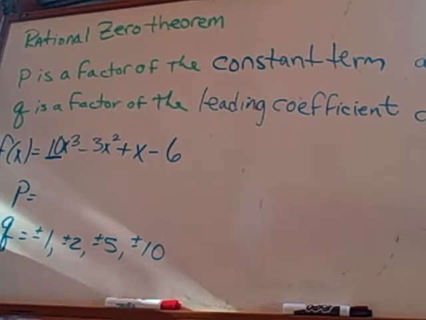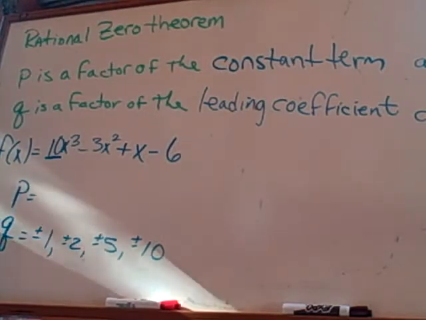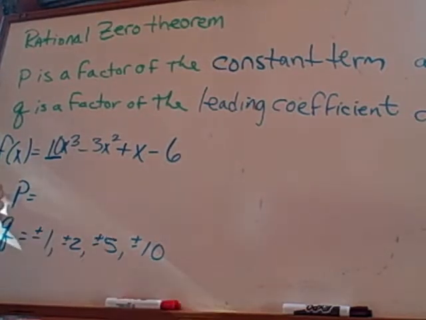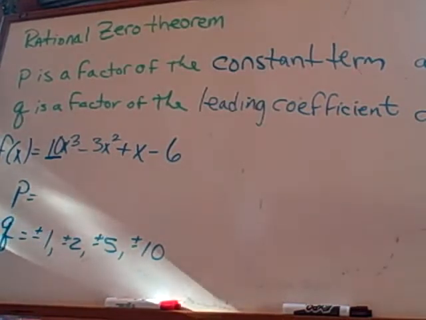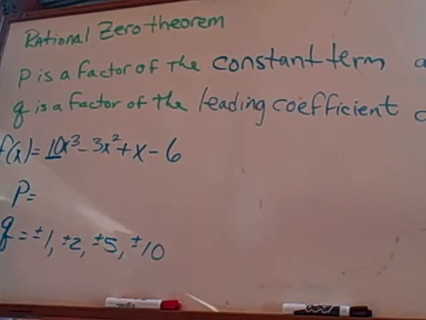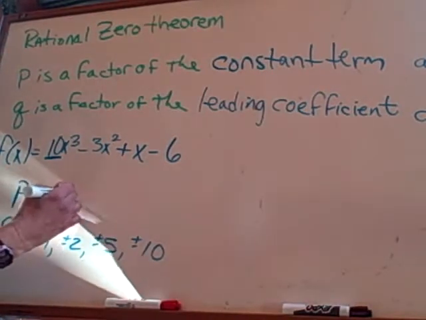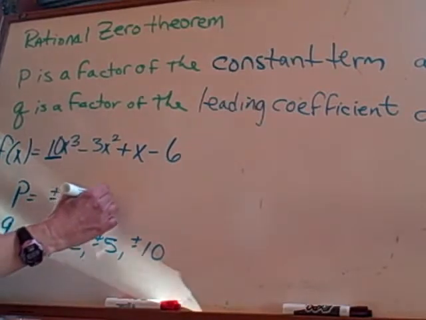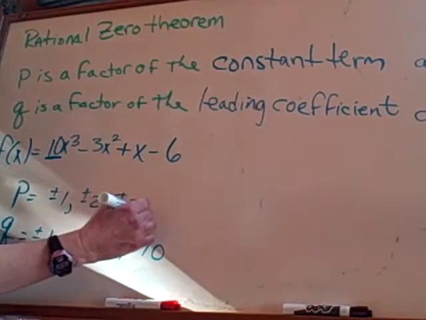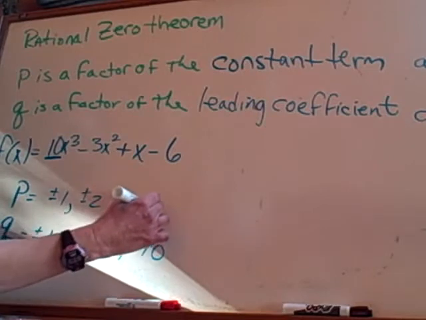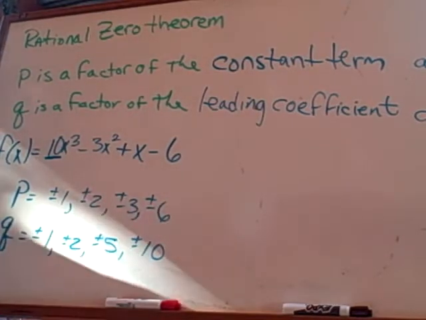So I need to take all that into account. Now, where's my constant? Negative 6. So I'm going to put negative 6 out here. Okay? What are my factors of 6? Well, it'd be 1 and 6 and 2 and 3. Plus or minus 1, plus or minus 2, plus or minus 3, and plus or minus 6.